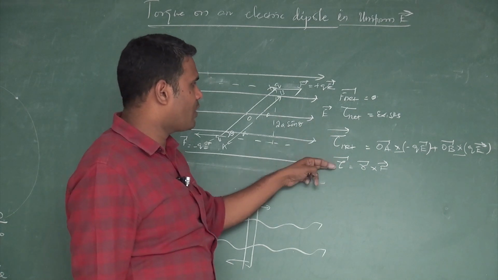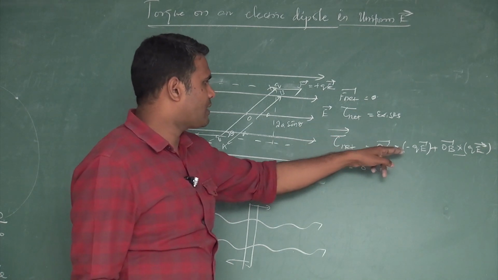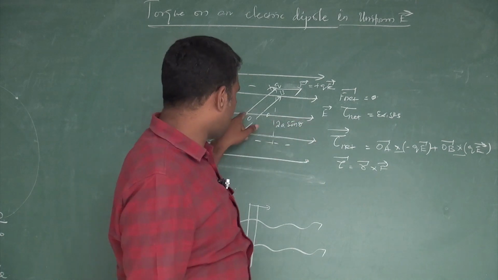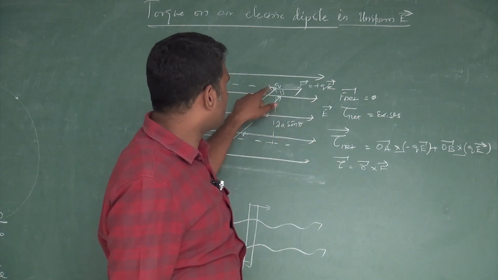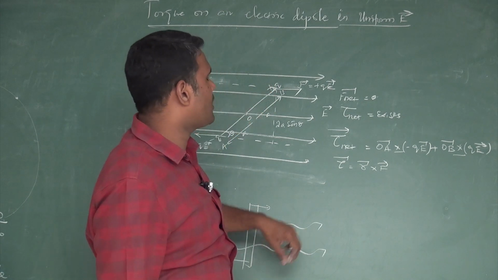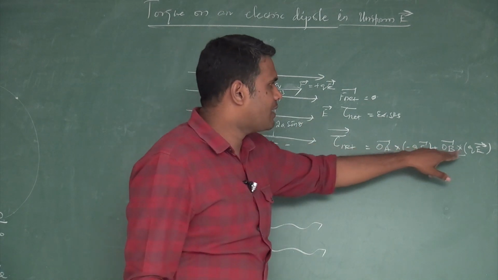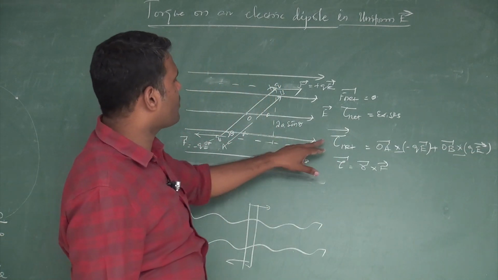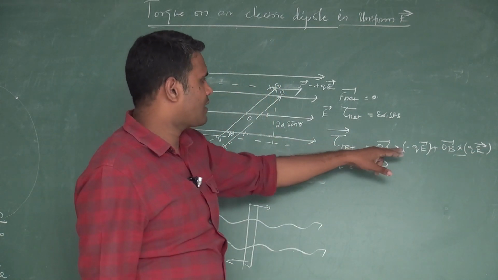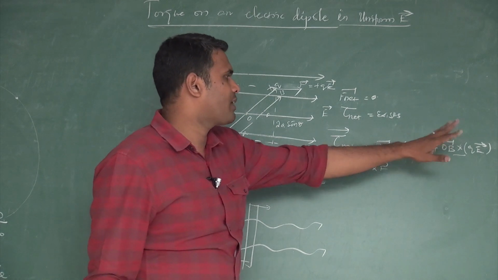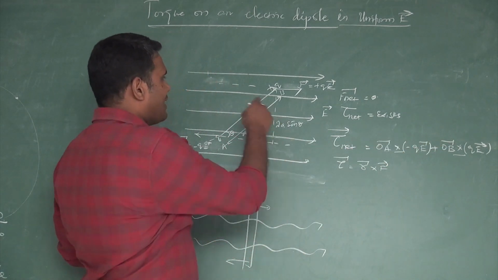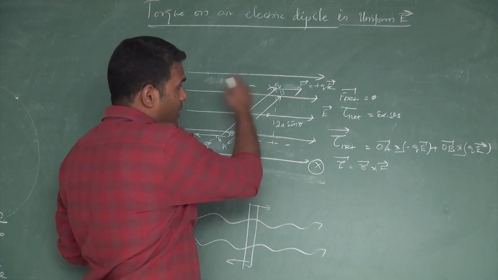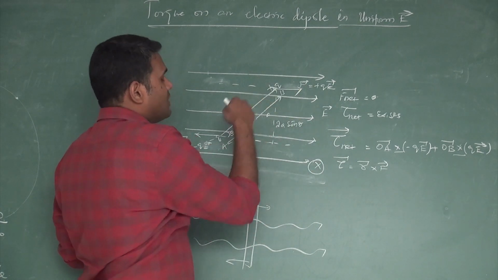So the net torque tau net is equal to OA vector cross minus of Q into E vector. And at the same point O, due to the charge plus Q, the torque is OB vector cross Q into E vector. So the net torque can be given by the expression OA vector cross minus Q into E vector plus OB vector cross Q into E vector. And the torque will act in a direction perpendicular to the plane of the diagram inwards.